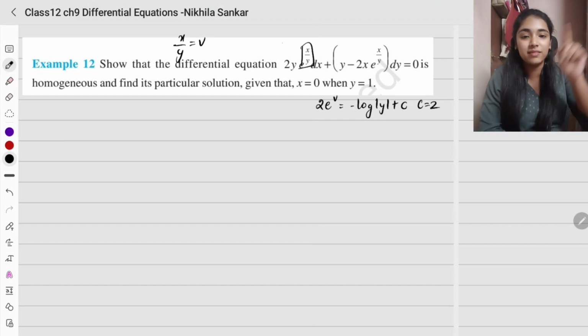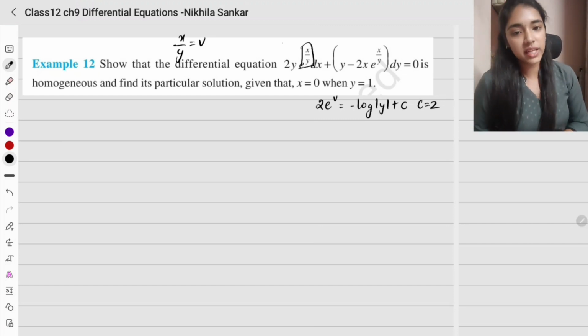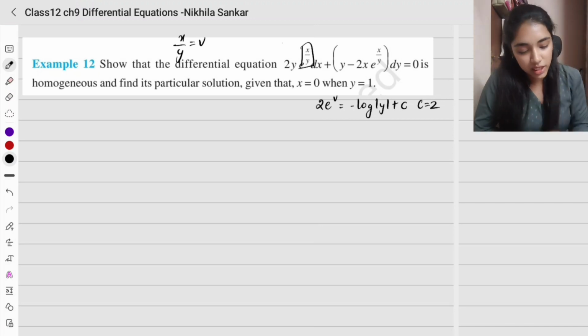So x is equal to yv. Okay, so this is what we are going to do. Change the substitution according to the question. Y by x or x by y, just look at what is given in the question and do it accordingly.